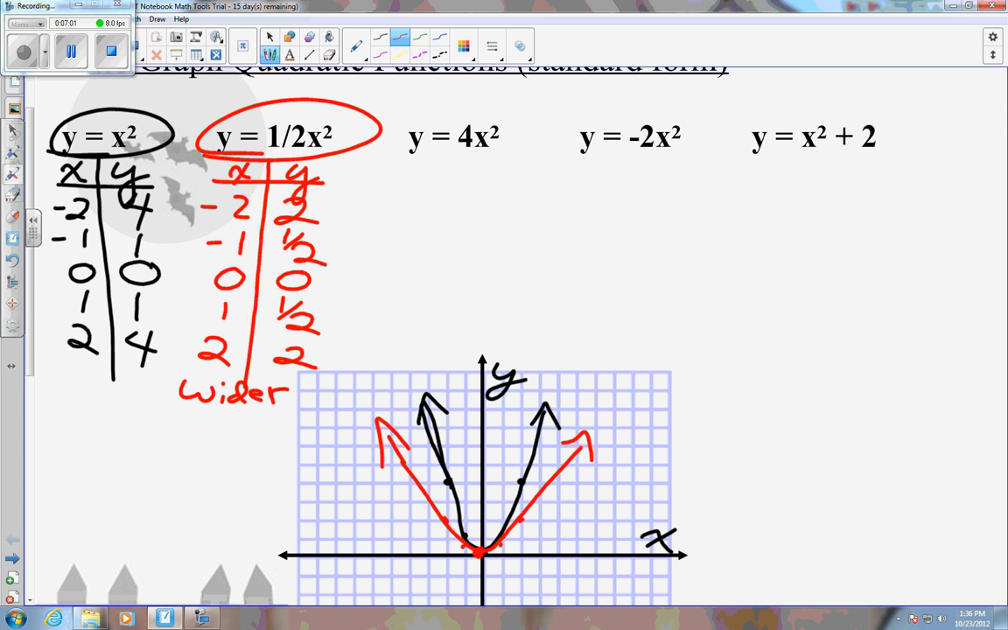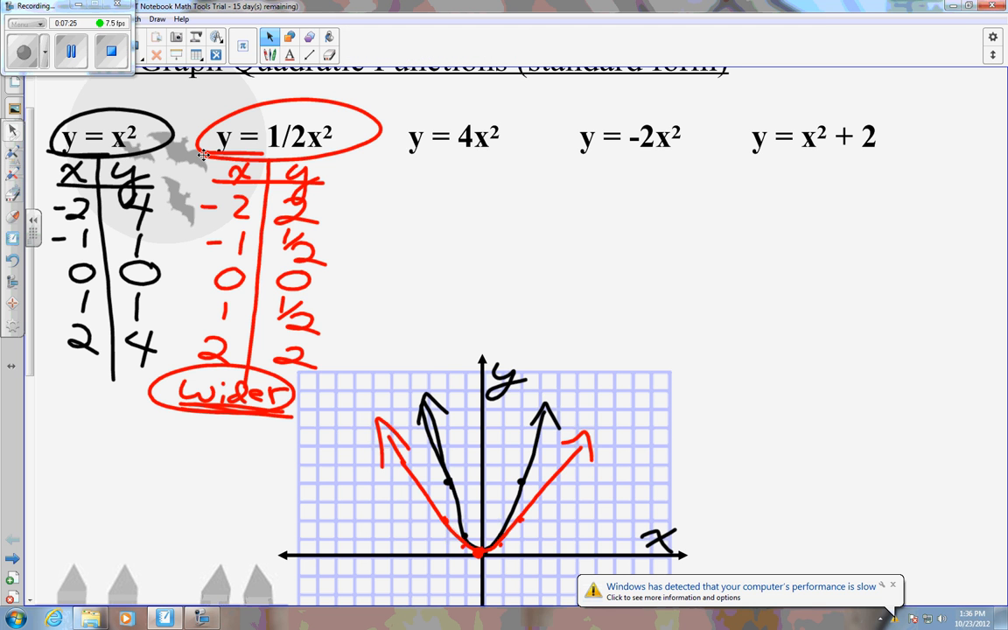But what you need to do is explain to me how it's different than y equals x squared. So if you multiply by a half, then tell me it got wider. If you multiply by a fourth, tell me it got wider. Okay, so that's what I want to see on the page. Are we always going to do a set of 5 on one graph? Yes. Every graph, I want 5 points.